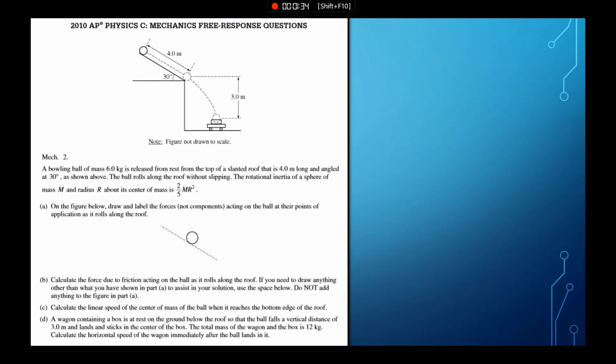Okay, so if we want to use it, do something like this. We've got our bowling ball of 6 kilograms, which we're releasing from rest from the top of a slanted roof that is 4 meters long and angled at a 30-degree angle, shown here. We're going to roll along the roof without slipping. The rotational inertia of the sphere is 2/5 of mr squared. So the first thing they want us to do is to label the forces that are acting on the ball.